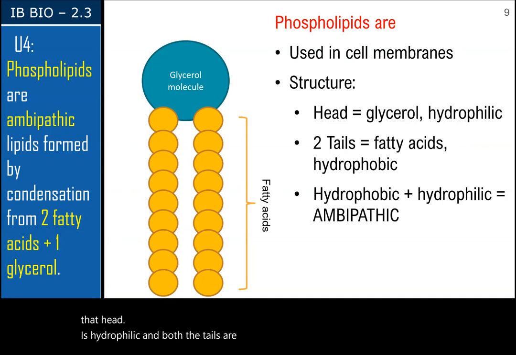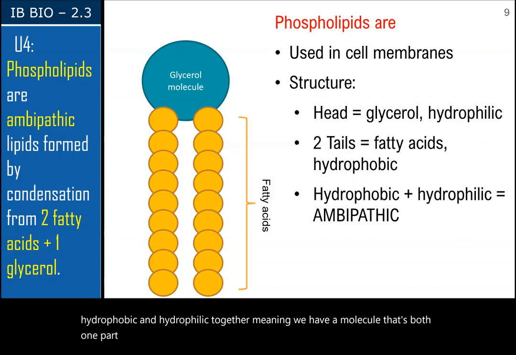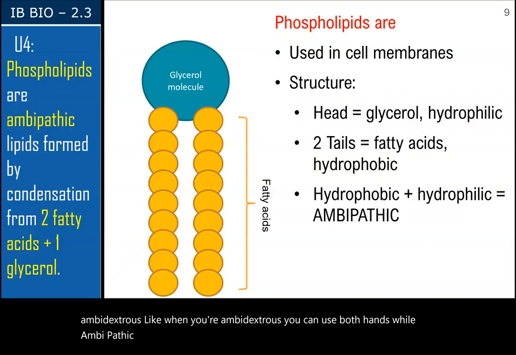Now, when we say hydrophobic and hydrophilic together, meaning we have a molecule that's both, one part is hydrophilic and one part is hydrophobic, that's ambipathic, just like ambidextrous. Like when you're ambidextrous, you can use both hands. Well, ambipathic molecules have both hydrophobic and hydrophilic properties in different places. It's both.